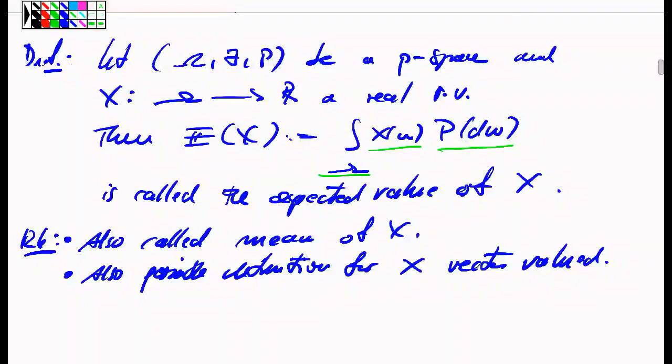So therefore, we can define for a real-valued random variable the expected value as the integral of x over omega with respect to the probability measure p. This is what we will call in the future the expected value of x. Sometimes we call this also the mean.